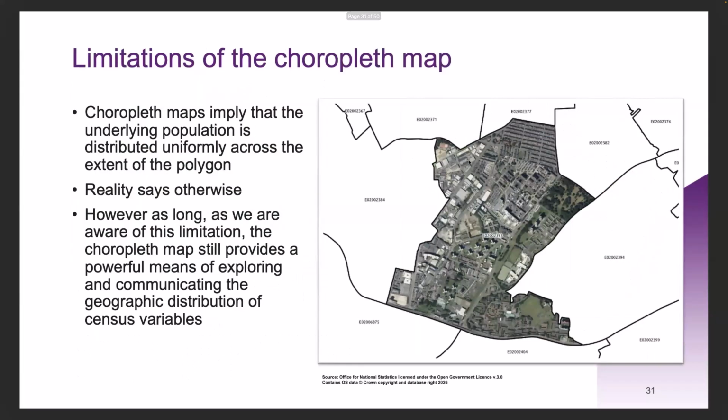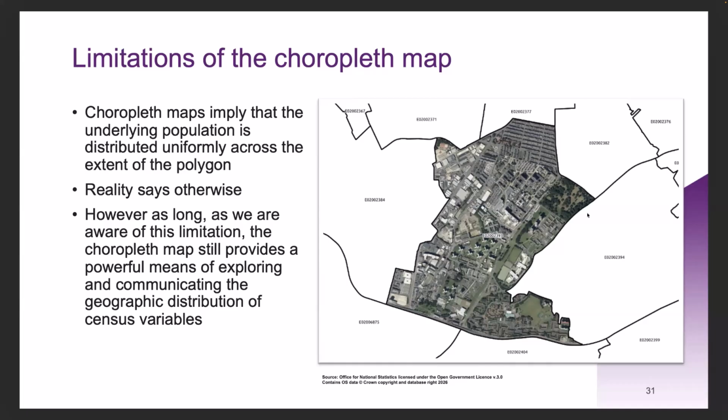So there are some limitations of the choropleth map we have to be aware of. They tend to imply, because you're just shading the entire polygon the same colour, that the underlying population is distributed uniformly across the polygon, which in reality is not the case. As you can see here, this is some aerial photography with these black boundaries shown on top, and the population is really only in the upper areas of the polygon around here, but there are areas of green space, for example, and areas of industry where there's no one living.